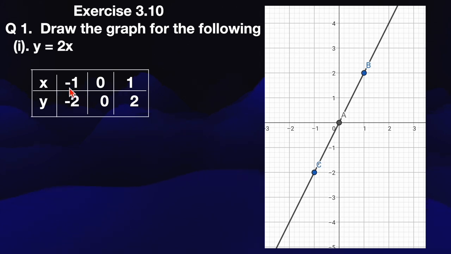Now first we are going to substitute the value of x as -1 in this equation. If you put x is equal to -1 here, you get 2 into -1, that is -2, is equal to y. We will write down -2 here against y beneath -1. Now put the value of x as 0: 2 zeros are 0, y is equal to 0. Write it down here. Put x is equal to 1: 2 into 1 is 2, write down y is equal to 2. Now we have got these points, or ordered pairs you can say.